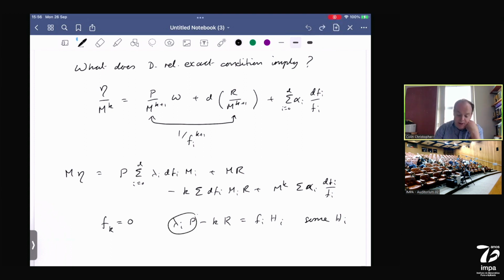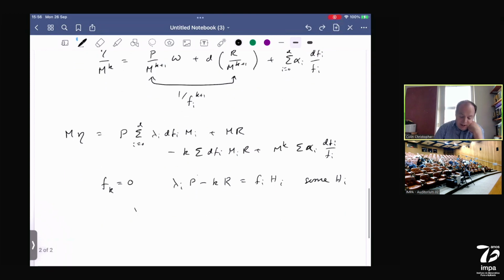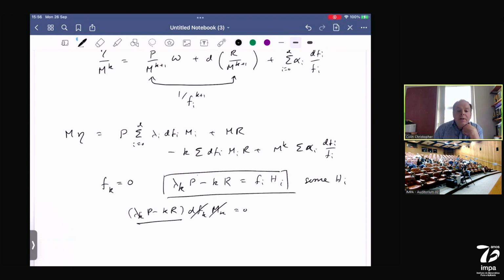And that's because when I put this equal to 0, I'm going to get lambda i times p minus k times r times df, lambda k should be there, dfk times mk is equal to 0. And obviously, from our conditions, we can cancel those out. And I know that this is equal to 0. And so therefore, I get some expression about lambda k times p minus kr is equal to fi. Actually, there should be k's as well.